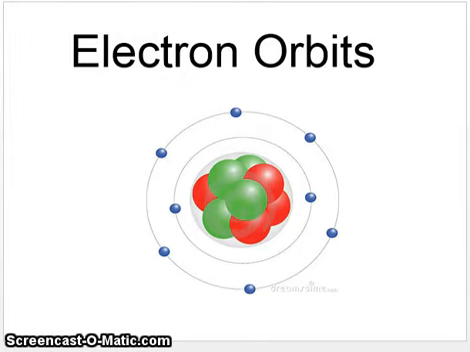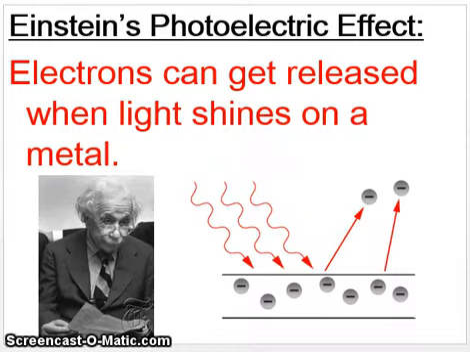So let's take a look first at something called Einstein's photoelectric effect. The famous scientist Einstein was not only a physicist, but he also contributed some ideas to chemistry. Mr. Einstein's picture here for your visual pleasure. Now, he came up with the photoelectric effect, which earned him a Nobel Prize, but he said that electrons can get released using light, when light shines on a metal.